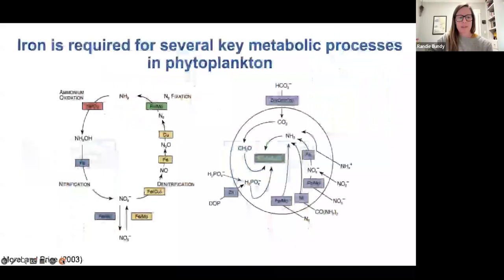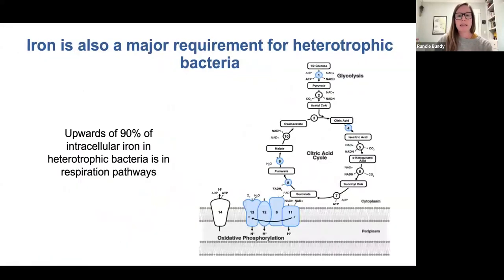So as many of you know, iron is required for several key metabolic processes in phytoplankton, and we've been thinking about this for a long time in the ocean, particularly in the trace metal community, which is kind of my main background and focus in oceanography. We know that many different metals are cofactors in important enzymes, and iron is one of these. It's used a lot for example in nitrogen uptake, but also heavily in photosynthesis as well.